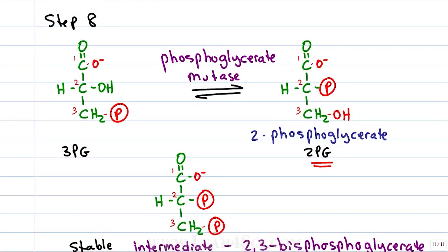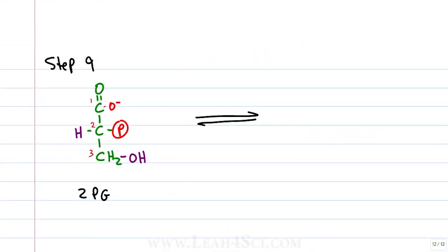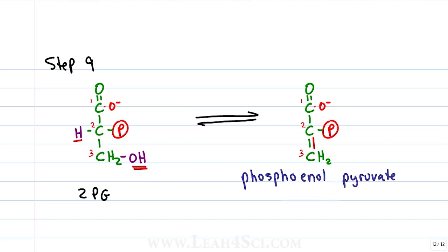But the rest of it is converted into 2PG, which is important because this takes us one step closer to the goal. In step 9, we're going to remove a water from our 2PG molecule by removing an OH group from carbon 3 and a hydrogen from carbon 2, and replace it with a pi bond between carbons 2 and 3. This gives us phosphoenol pyruvate. This molecule is also called PEP, and of course a molecule of H2O.